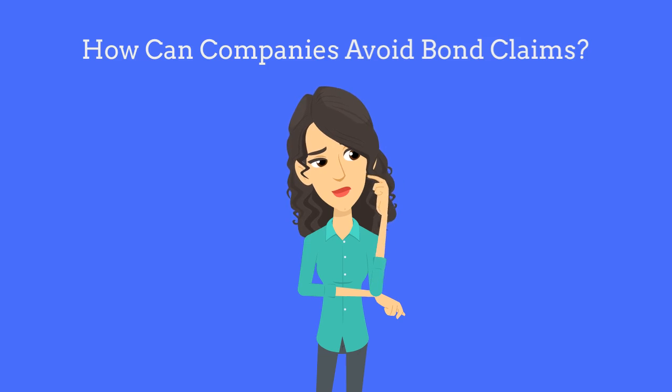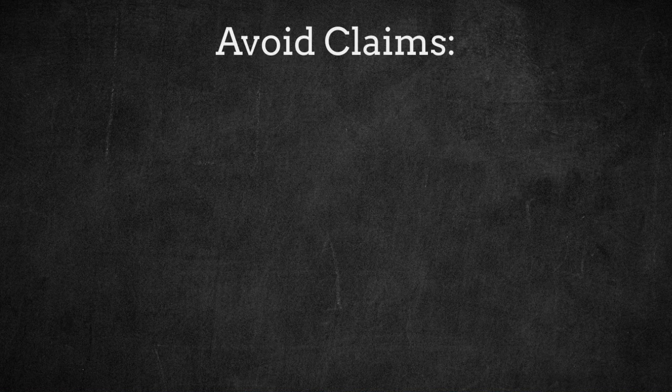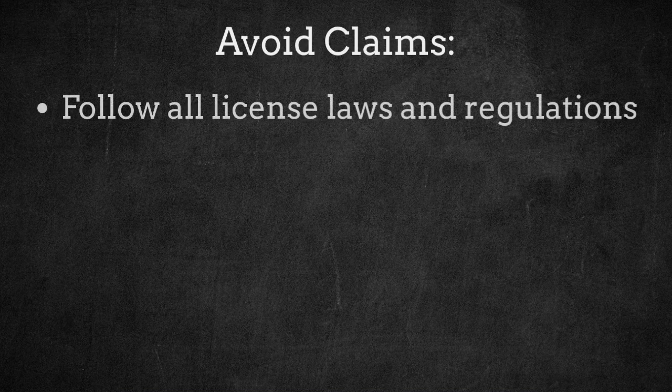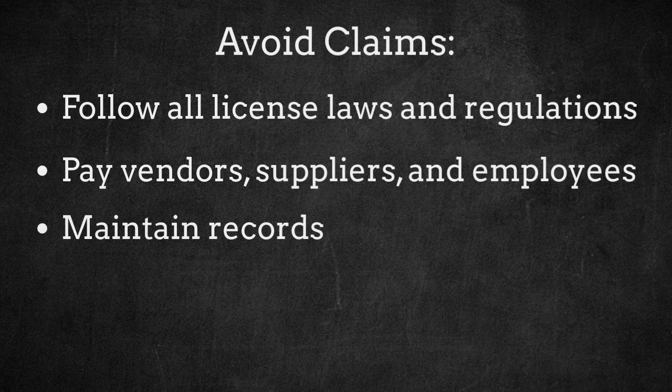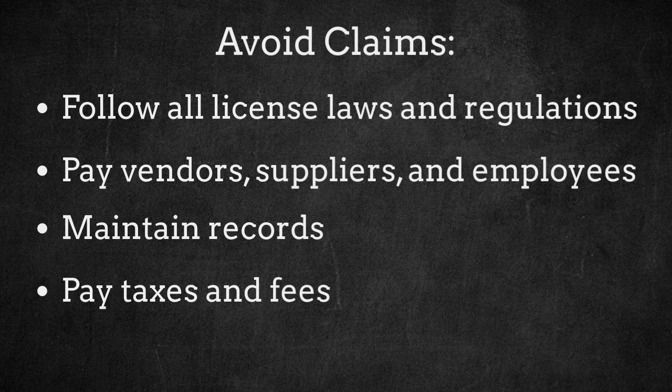So how can companies avoid surety bond claims? To avoid claims against their surety bonds, in general, companies should adhere to the following guidelines. Follow all license laws and regulations. Pay all vendors, suppliers, and employees. Keep record of all transactions according to state and local laws. Pay all taxes and license fees in full and on time.